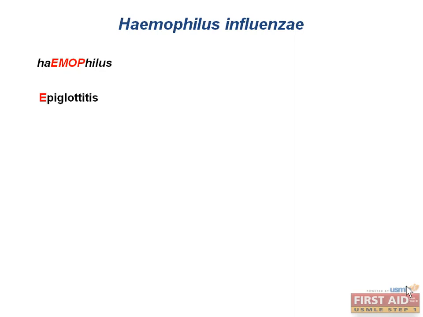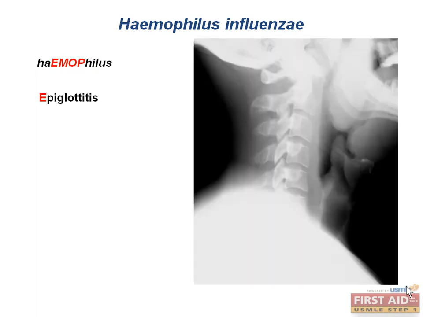Epiglottitis. You hear a lot about the imaging findings in epiglottitis. And what is the classic finding? The thumb sign. Here you can see a very edematous epiglottis. You see how large that looks. Normally, it appears much thinner.